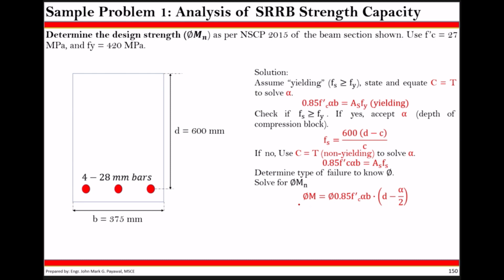We can also solve your design strength in terms of tension. If it's yielding, meaning Fs is greater than or equal to Fy, we can use this equation, phi As Fy multiplied by the lever arm. Or, if it's non-yielding, we need to use phi As Fs multiplied by the lever arm. Again, As is the area of your steel reinforcement. In here, we're using 28 millimeter bars, and there are 4 bars to be used.